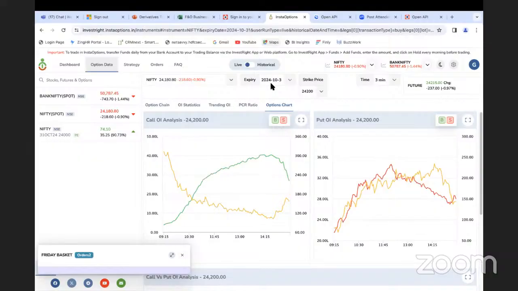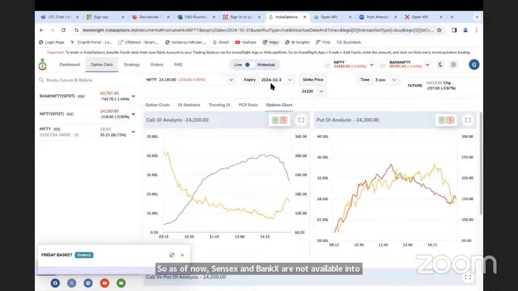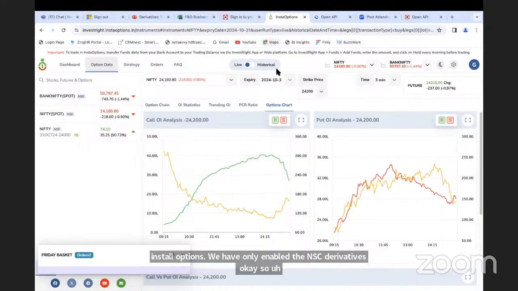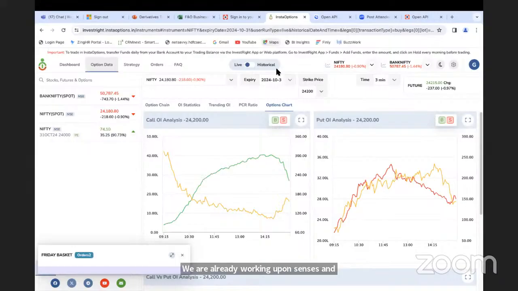As of now, Sensex and Bankex are not available on Insta options. We have only enabled the NSE derivatives. We are already working upon Sensex and Bankex, but as of now, only the NSE derivatives are available on Insta options.